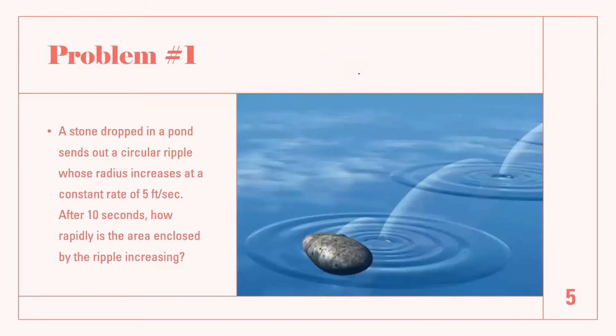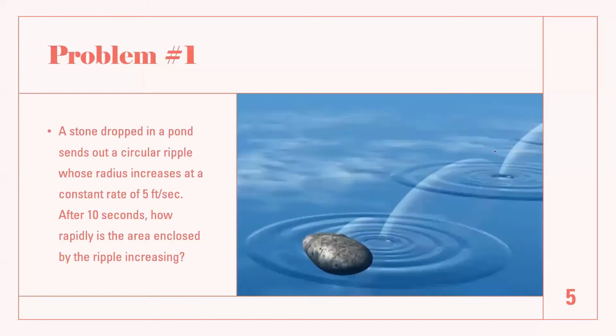Okay, so a stone dropped in a pond sends out a circular ripple whose radius increases at a constant rate of 5 feet per second. After 10 seconds, how rapidly is the area enclosed by the ripple increasing? So first, we're going to draw the carefully labeled diagram. Okay, so this is the circle, and here's the center along with its radius.